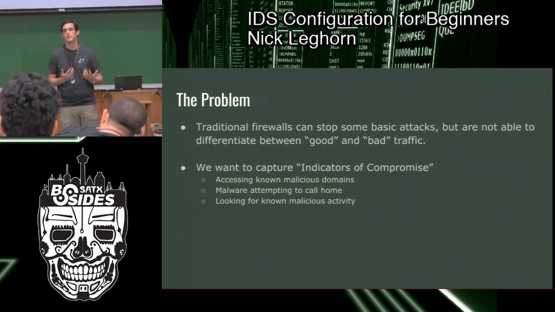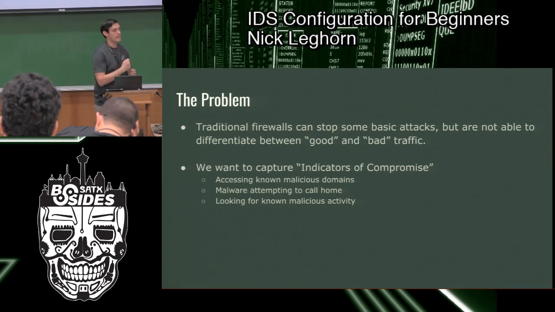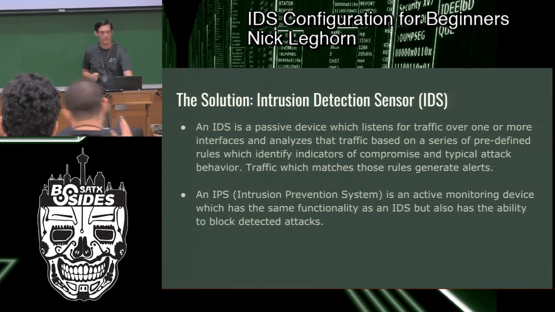We also want to look for malicious activity. Is there, I don't know, some guy on the network who's just trying to log into an SSH server like 300 times a second? That's not normal. So we want to find that traffic and identify it so that we get the indicator, so we can do further investigation. But that indicator, that initial alert, is what we're trying to get, and that's where the IDS comes in.